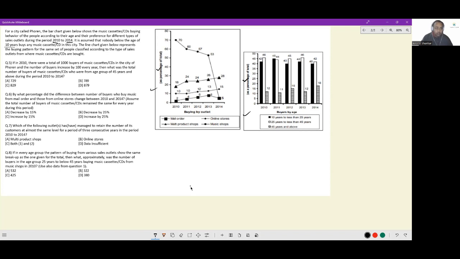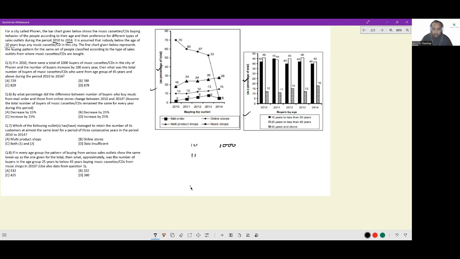Next, individual questions. If in 2010 there were a total of 1,000 buyers of music cassette CDs in the city of Foreign, and the number of buyers increased by 100 every year, then what was the total number of buyers of music cassettes or CDs who were from the age group 45 years and above during the period 2010 to 2014? Okay, so in 2010 you had 1,000 people.